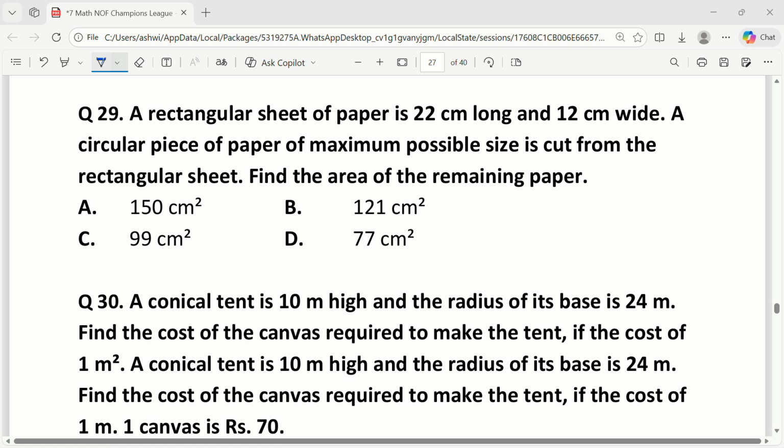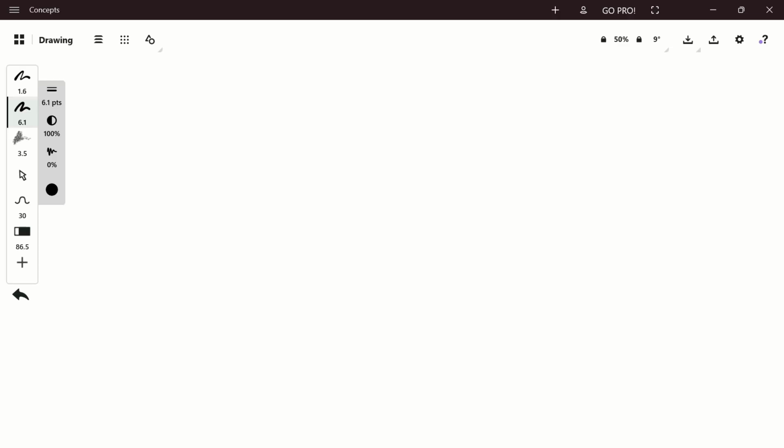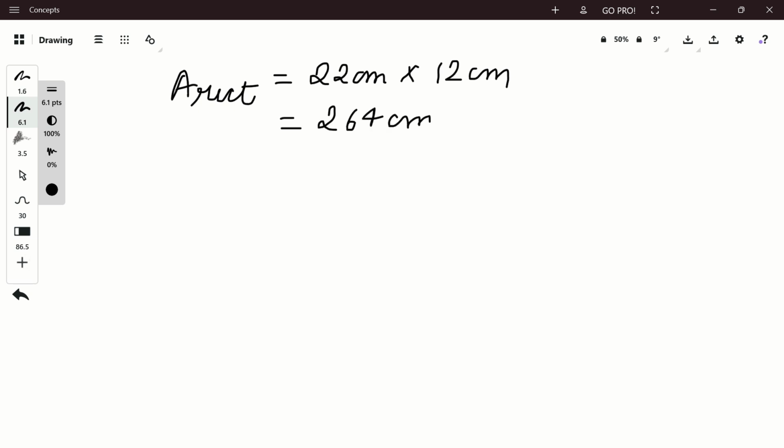Question 29. A rectangular sheet of paper is 22 centimeters long and 12 centimeters wide. A circular piece of paper of maximum possible size is cut from the rectangular sheet. Find the area of the remaining paper. The area of a rectangle is given by the formula A is equal to length into width, which is 22 centimeters into 12 centimeters, which is equal to 264 centimeter square.